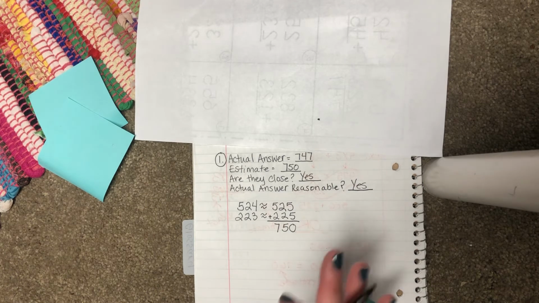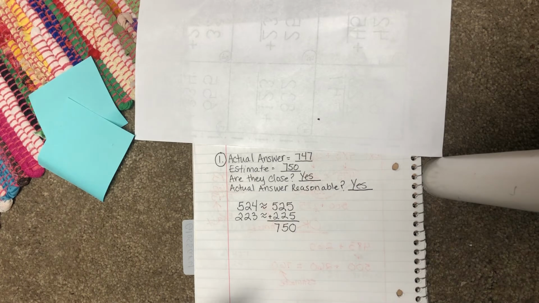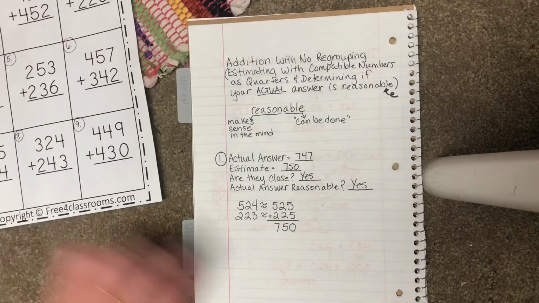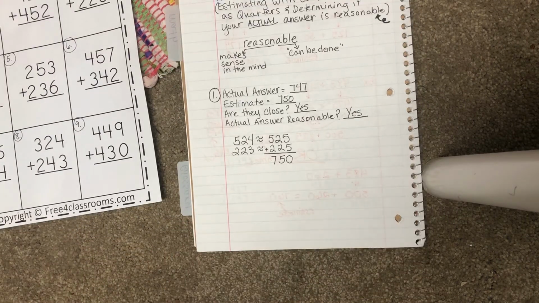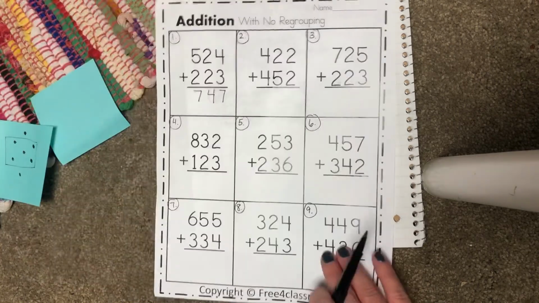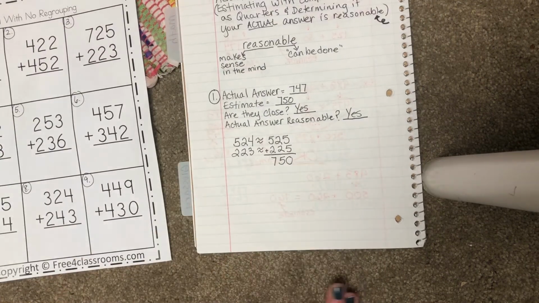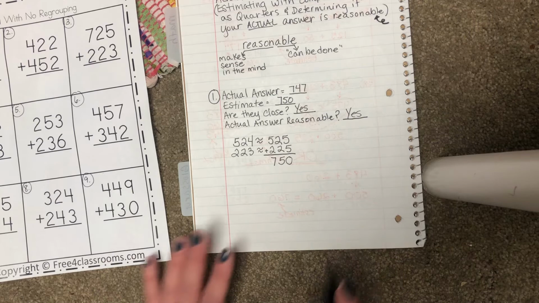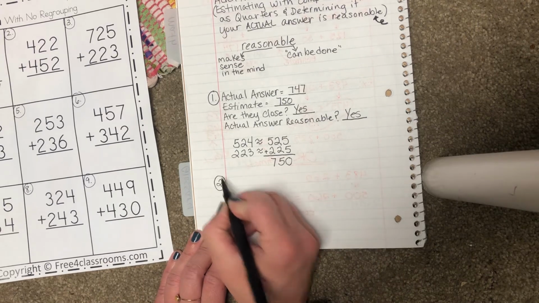So you're going to do this for the rest of the problems. And that means I want to see an actual answer, and I want to see you estimate or make compatible numbers and think of them as quarters for all the problems, okay? And you're going to do that work in your notebook. So actual answer on the worksheet, estimating in your notebook. Alrighty? Making sure you number it because we want to be able to keep track of it. So for number 2, I would put it right here, okay?